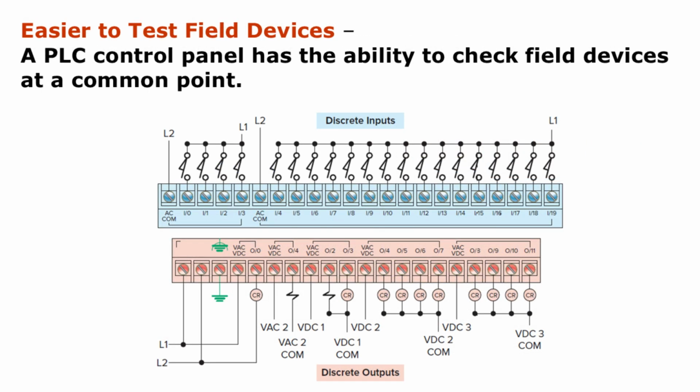With older relay systems, testing a field device like a push button or limit switch meant tracing wires all the way to the device, often using a multimeter to check continuity. This was time-consuming, and a fault could easily be missed if wiring ran across large panels or factory floors. With a PLC, all field devices are connected to common input and output terminals. This makes it possible to test multiple devices directly at the control panel without hunting through the wiring. For example, if a push button isn't responding, the technician can check its input status right at the PLC's input terminal or in the software monitoring screen.